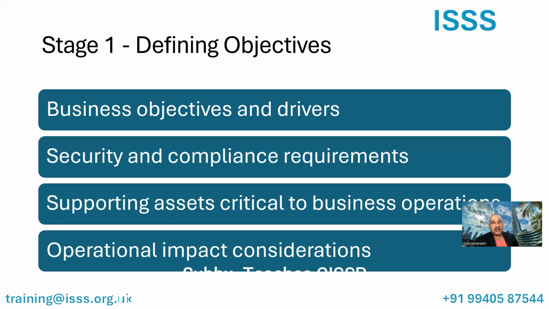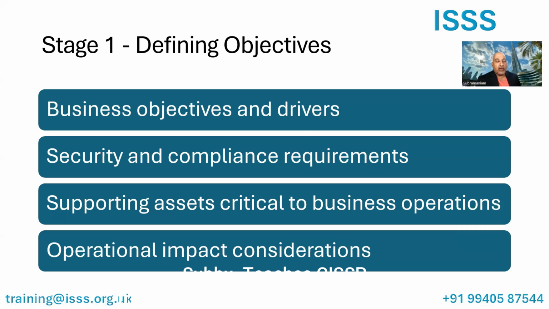The 7 stages of PASTA. Business objectives: define the objectives. What are the business objectives? The clear direction for the PASTA is the business objectives. Again, what are the requirements? Security and compliance requirements, GDPR, DPDP, PDPL, etc. Supporting the assets critical to the business operations. There could be assets that are very important: the development asset, test asset, DR assets, production assets. So you need to identify the critical assets to support your business objectives and apply the PASTA towards it. Operational impact consideration: if the system has gone down, what is going to be the impact for the organization?